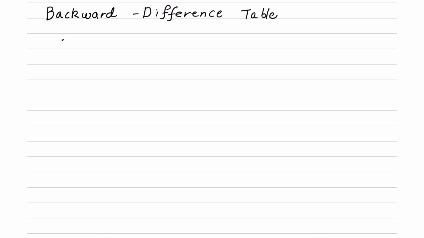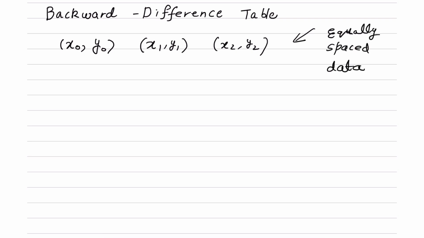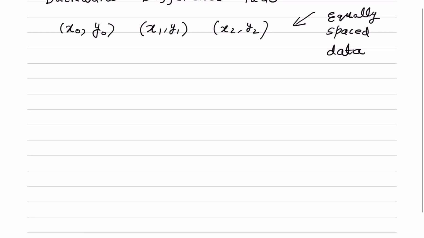Let's say we have three data points: x0, y0; another point is x1, y1; and another point is x2, y2. So this is equally spaced data, that is, the difference between every two consecutive x values is the same all along the data. To construct the backward difference table, we will put these data points in tabular form.